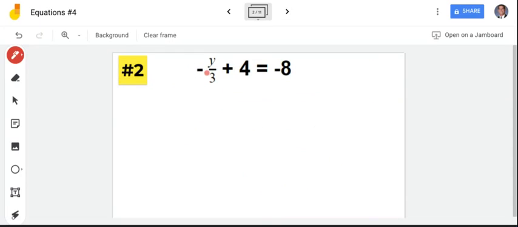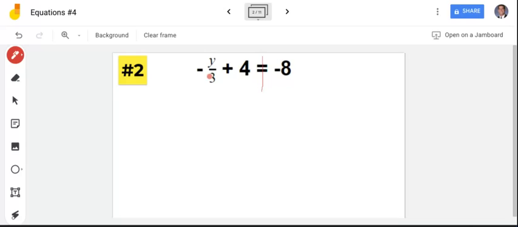Number 2, negative y over 3 plus 4 equals negative 8. Step 1, do you see parentheses? Nope, so you don't need to eliminate them. Step 2, combine like terms. I look left. Here's my equal sign. On the left side, I have a y term and a constant. Those are not like terms. On the right side, I only have a constant, so it cannot be combined with anything else.